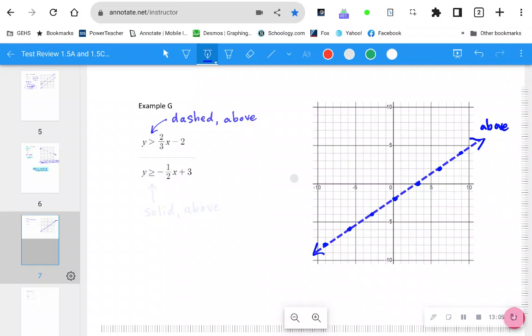Okay, the next line is solid and above, and what makes it solid is it has the or equal to, and that is the one that actually generates the line like the previous parts on this video where we had equal signs. So let's find the y-intercept of 3. And this time the slope is 1 down and 2 to the right.